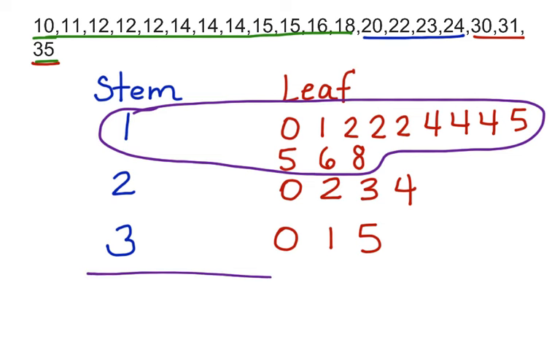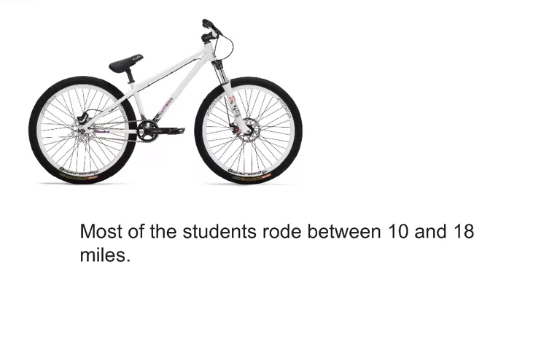Notice that the stem and leaf plot is a chance to take a quick look at the data and draw a quick conclusion. Let's write our conclusion down on the next screen. Most of the students rode between 10 and 18 miles. This is the conclusion that we can draw based on the representation of the data in a stem and leaf plot.